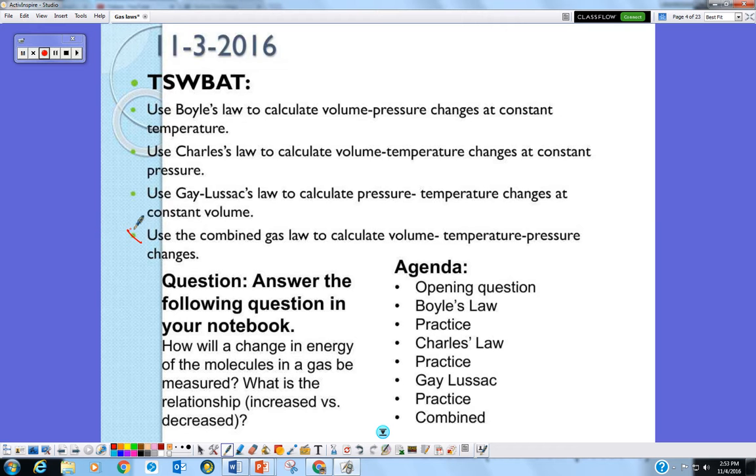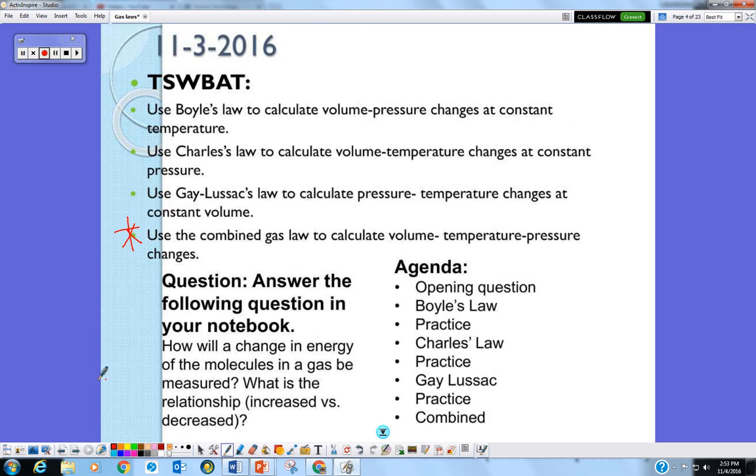Just a special note, ultimately the goal is to be able to apply combined gas law to any of the three above: Boyle's, Charles's, or Lussac's. We will also quickly look at Avogadro's contribution to volume, the volume of a gas at standard temperature and pressure in relation to 1 mole.